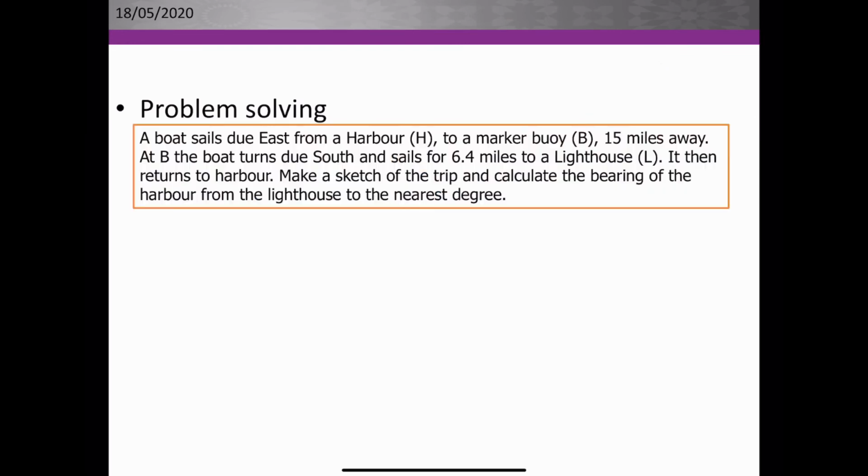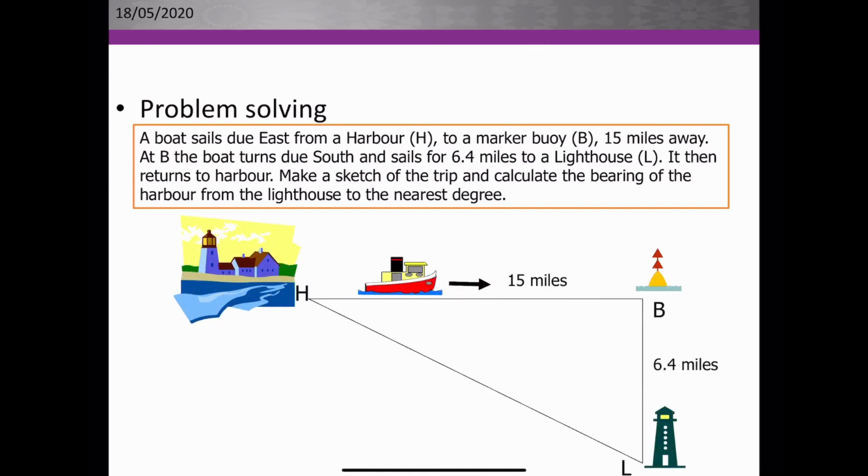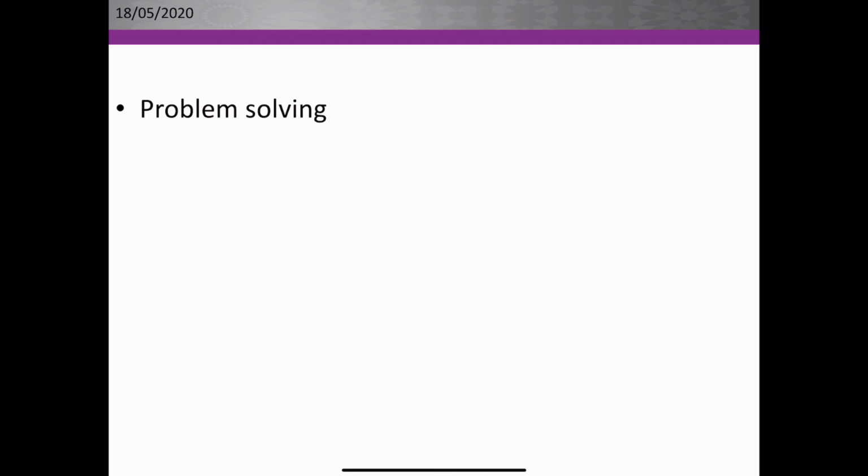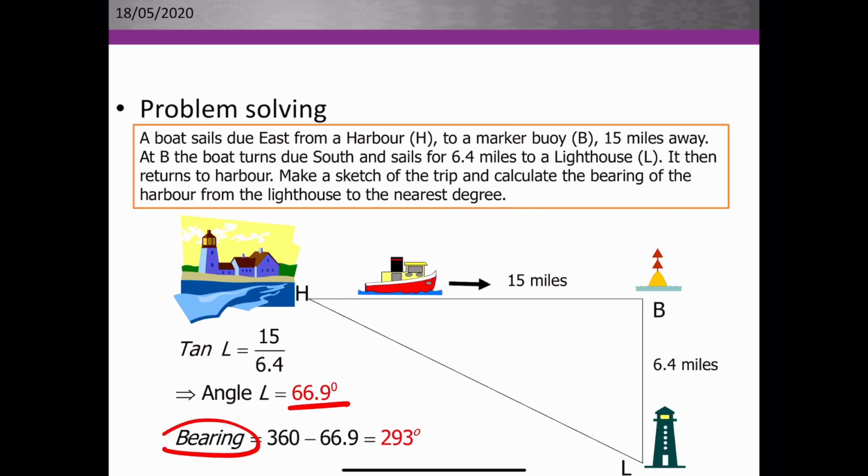So try again. A boat sails due east from the harbour H, Jamaica, for 15 miles. Make a sketch of the trip and calculate the bearing of the harbour from the lighthouse to the nearest degree. So pause the video and do a sketch. If you've done the Pythagoras one, it's exactly the same. And you're trying to work out the angle L, which is 66.9, but we want the bearing. So therefore it's 293. Remember, bearings are measured with three figures and measured clockwise.